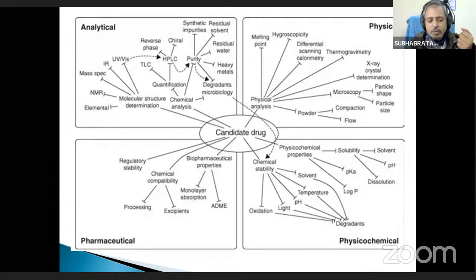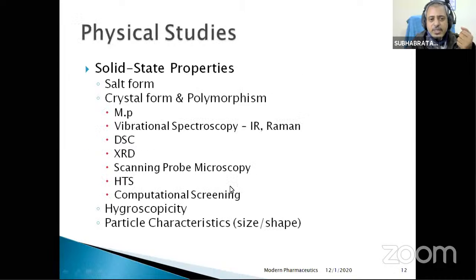Now the next important one is your physical studies. The primary physical study done during the pre-formulation phase is of course solid state properties, and this is given more importance for one very simple reason: 95% or more, or even I can say 99%, of the dosage forms sold in the market are primarily solids. So we talk about solid state properties.